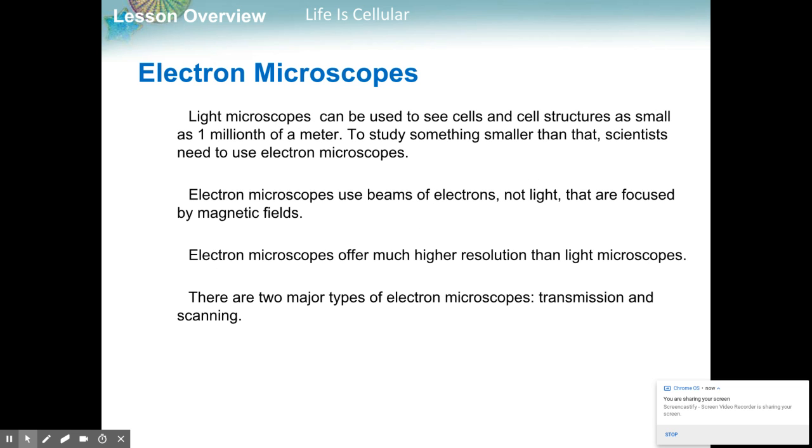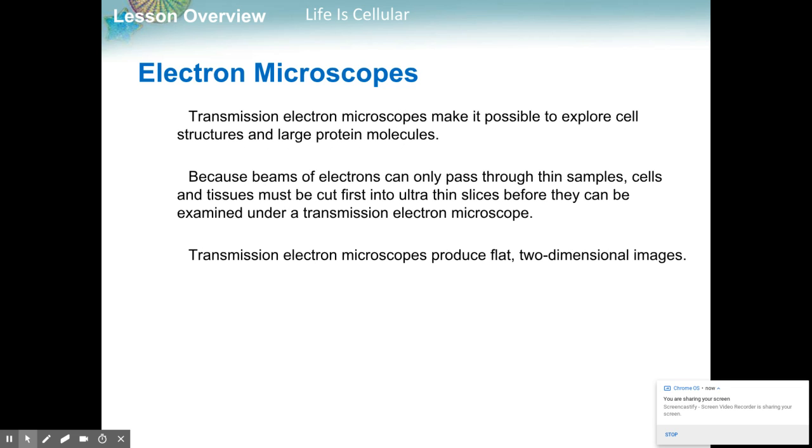So let's talk about electron microscopes. Electron microscopes can be used to see cells and cell structures as small as 1/1,000,000th of a meter. That's 1 nanometer. When we get smaller than that, we have to use what are called electron microscopes. They use beams of electrons, not light, that are focused by magnetic fields. It's higher resolution, meaning it makes a higher quality picture, and it's also much closer. And there are two types. We have transmission and scanning electron microscopes.